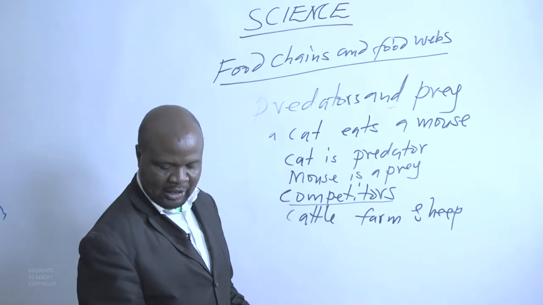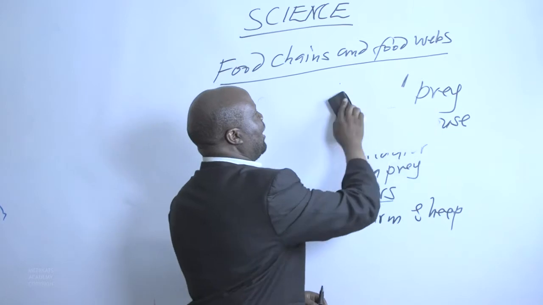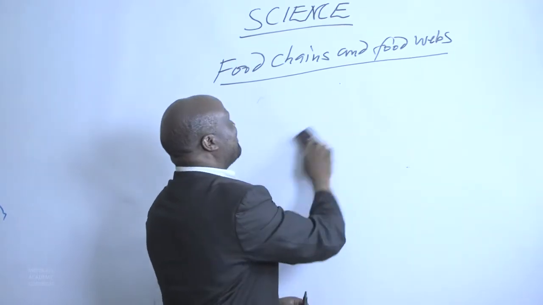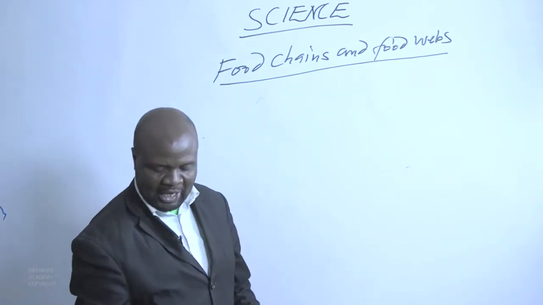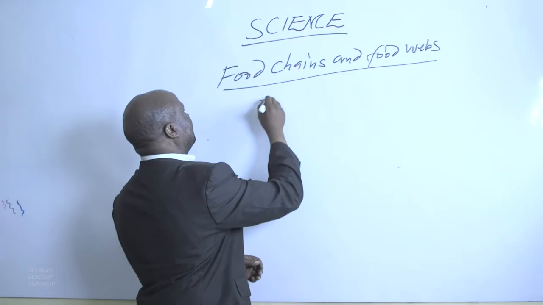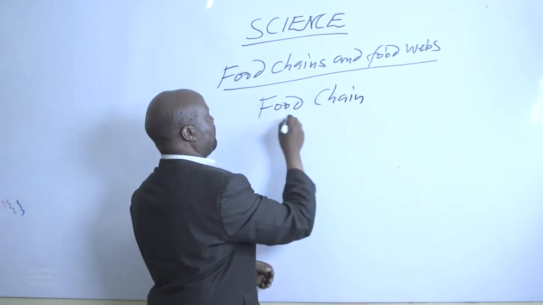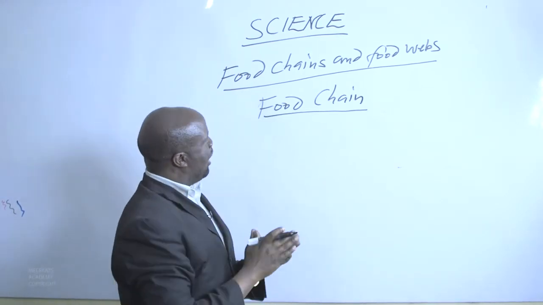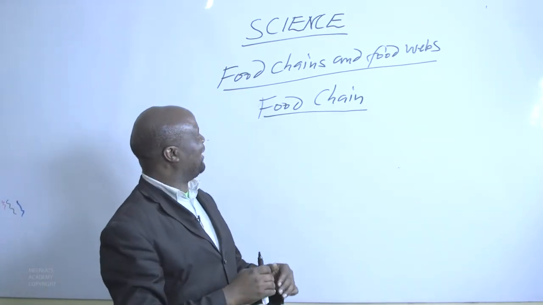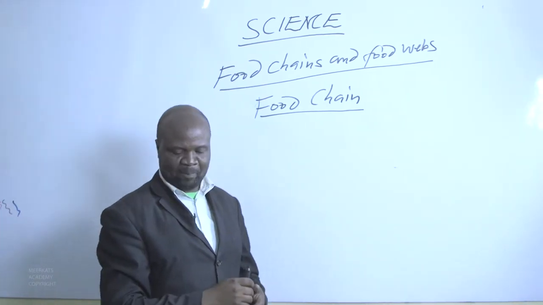Therefore, we can talk of food chains so that we know how animals are interrelated in terms of what they eat. Food chain. Now, when we talk of a food chain, we shall start with our primary. What is the primary food that is present?